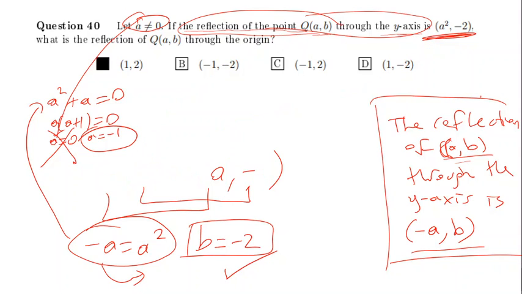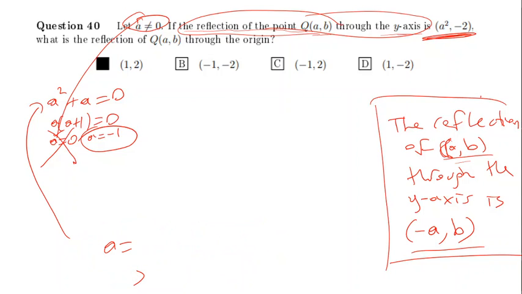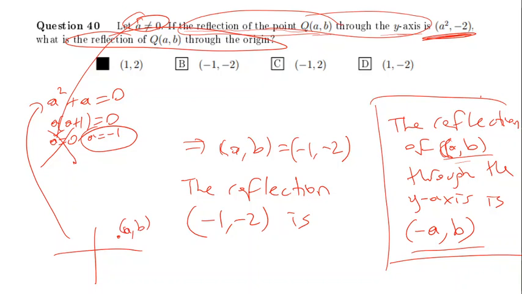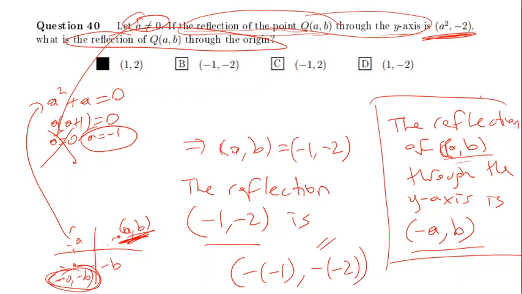So a turns out to be -1. From this calculation, what we get here is that our (a, b) is indeed (-1, -2). Now it's asking the reflection of (a, b) through the origin. So the reflection of (-1, -2) is, what's the formula for it? Its reflection through the origin should be (-a, -b). This formula works for any quadrant, so it can be here or here or here, but you will get the same thing on the reflection. So this will be (-(-1), -(-2)), which gives you (1, 2).